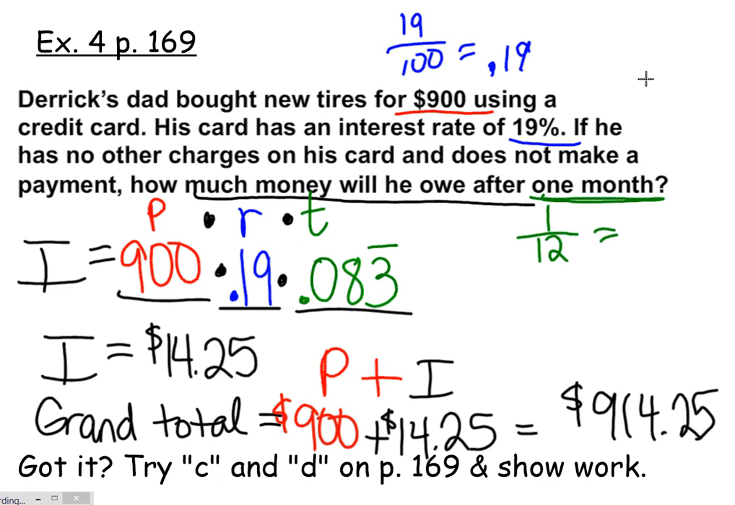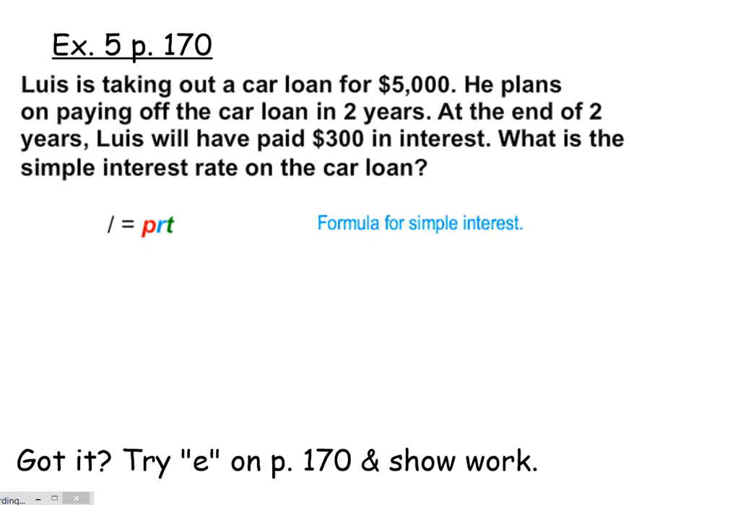All right, I'd like you to try C and D on the bottom of page 169. Remember to show your work. If you have any questions about these examples, please ask them in class. I will be giving out extra credit dojo points for anyone who writes down a question from tonight's homework. So please think of a question you could ask for a free dojo point.